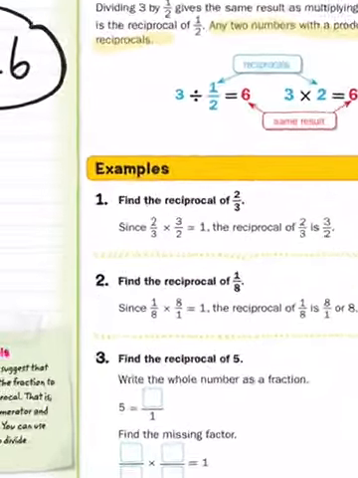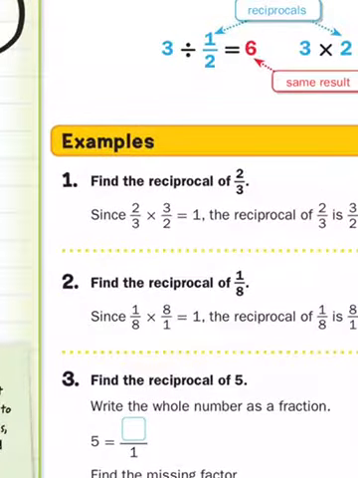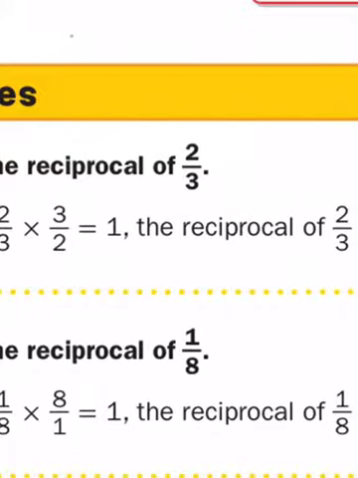So, in example 1, it says find the reciprocal of 2/3. So yes, the definition says any two numbers with a product of 1. But here is what a reciprocal is. It's when you end up flipping 2/3 to get 3/2. 3/2 is the reciprocal of 2/3. That's it. Just flip them.